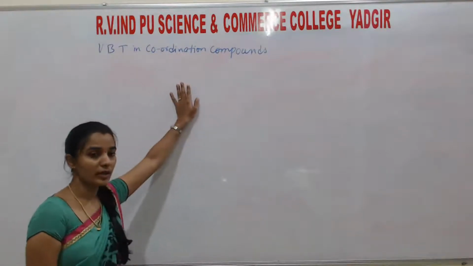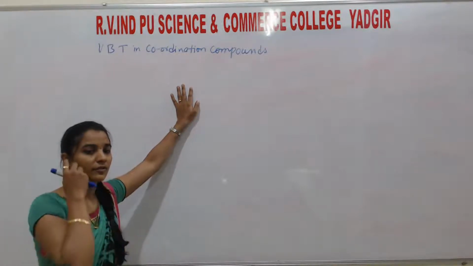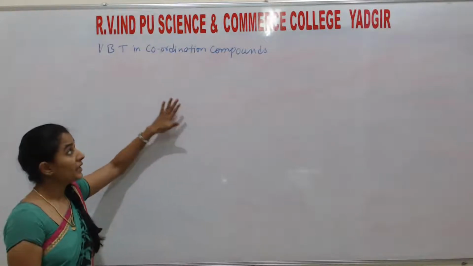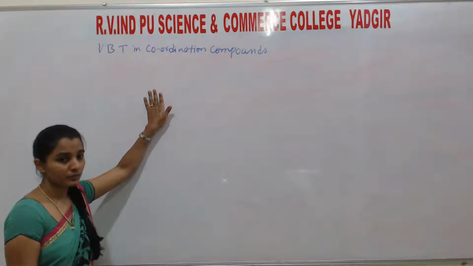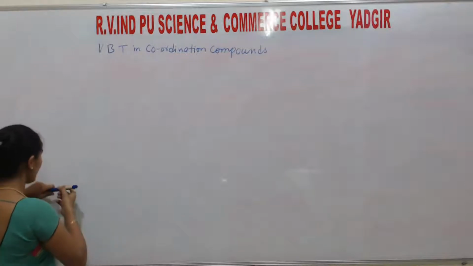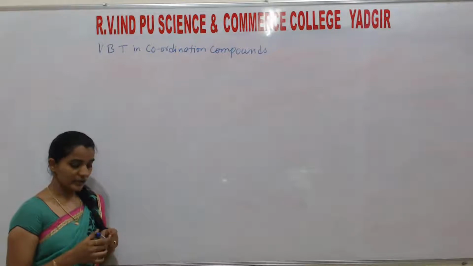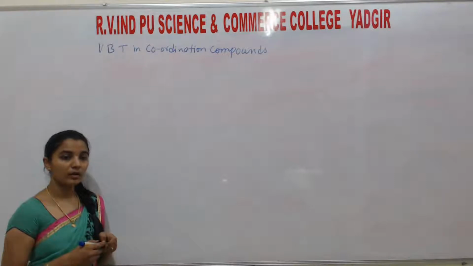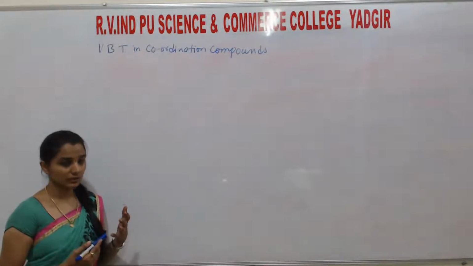This valence bond theory was explained by the scientist Pauling. You are all well aware of the different theories and what this valence bond theory explains, but in coordination compounds, how is this valence bond theory applied? The valence bond theory tells about the shapes of the compounds, like whether it is octahedral, tetrahedral, or trigonal planar, and whether it is an inner orbital complex or an outer orbital complex.